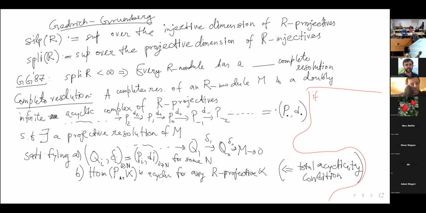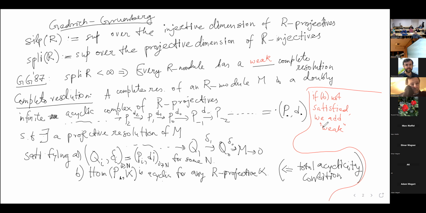If B is not satisfied, we add the word weak, as in, we will say weak complete resolutions. What GG showed in 87 essentially is that SPLE is finite and every module has a weak complete resolution. Whether or not that should then imply that every module has a complete resolution is still an open question. But we will come to that in a minute.